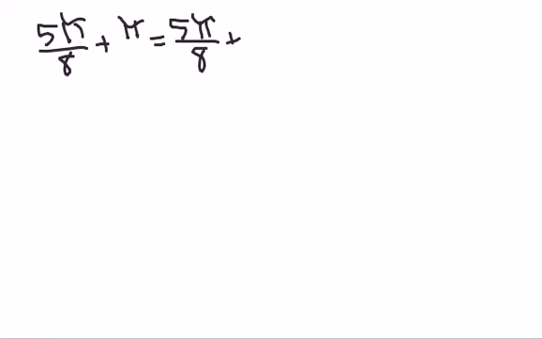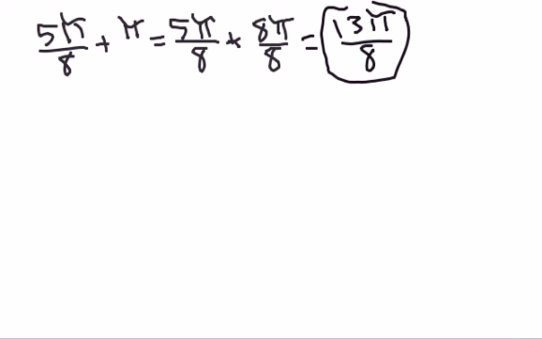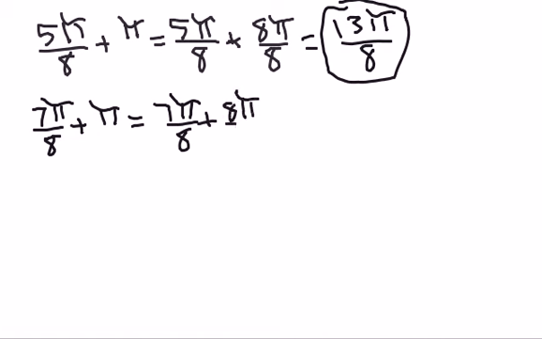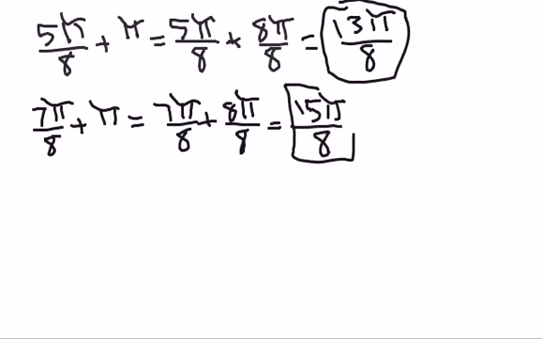So we have 5 pi over 8 as our first answer, and we're going to add the period, which was pi. Pi I can also write as 8 pi over 8, like we mentioned before. Multiply this by 8 over 8 to get a common denominator of 8. So you get 13 pi over 8. There's the third answer. Likewise, 7 pi over 8 plus 8 pi over 8 for a common denominator is 15 pi over 8. There's our fourth answer.